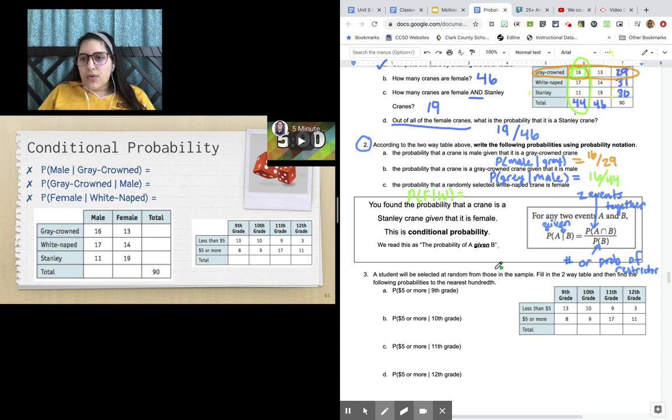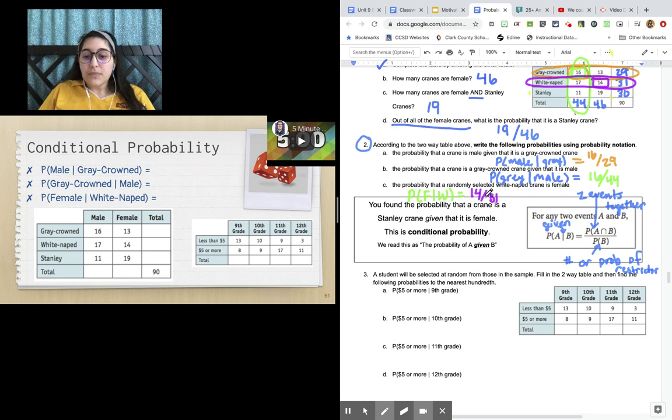Okay, so my total for, and I'm going to switch my colors one more time here, let's try a purple. My restrictor category is this one, the white-naped. So the number that goes on the bottom is 31 because that's the total in the white-naped category. And then I'm saying, how many females are there inside that category? And there are 14 females inside that category.